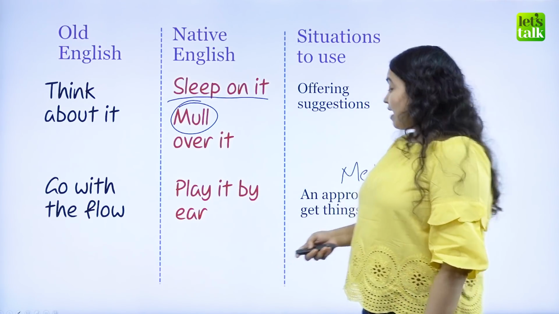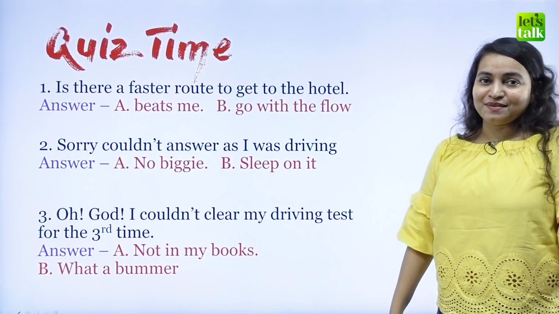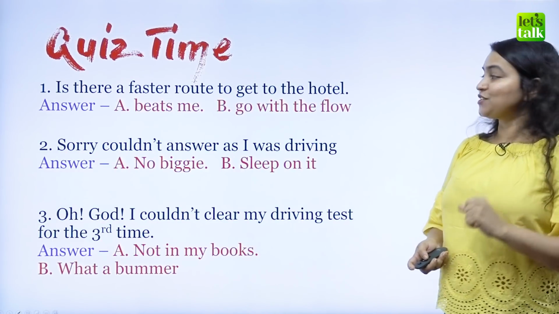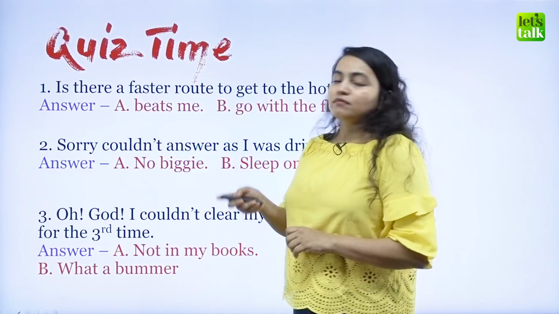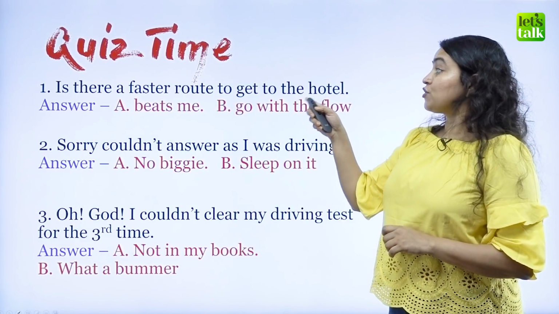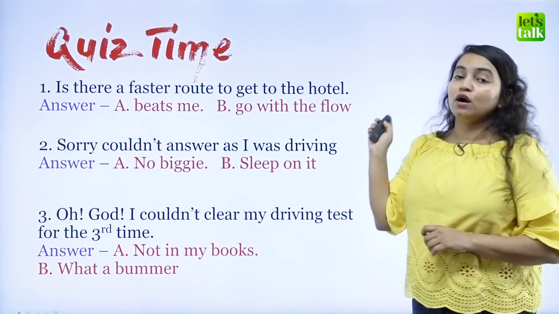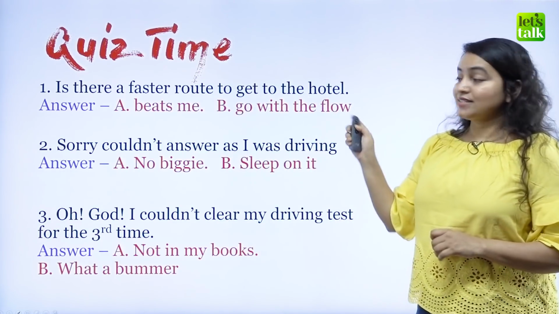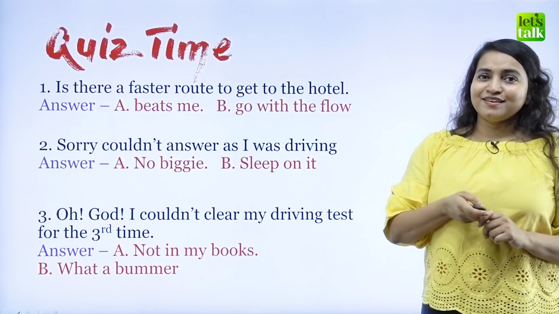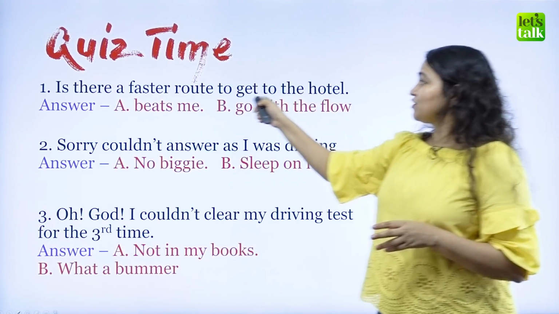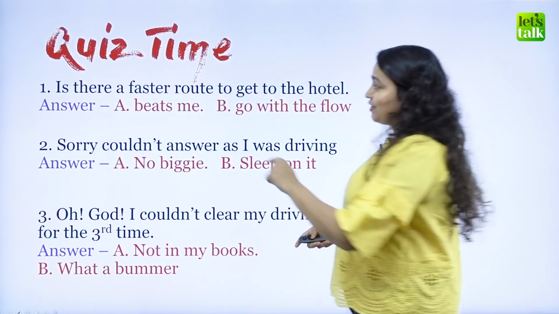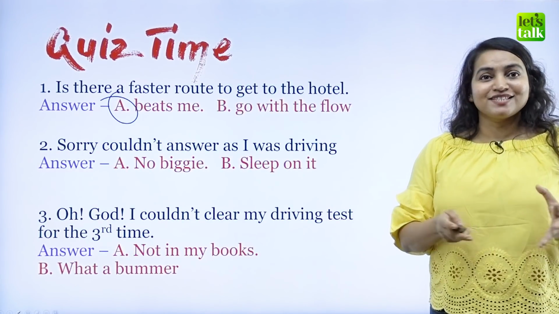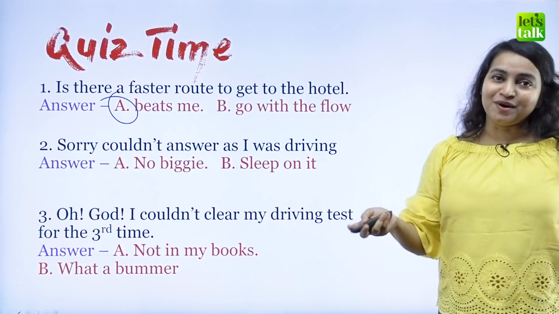All right. But now it is quiz time because I want to know how much you have learned. Okay, so let's see if you can answer this quiz correctly. So the question is: is there a faster route to get to the hotel? What do you think the answer should be? Okay, take a quick look. I think if you don't know the answer to this question, what would you say? You would say, beats me. Why? Because beats me is the native English phrase to say, I have no clue, I have no idea.